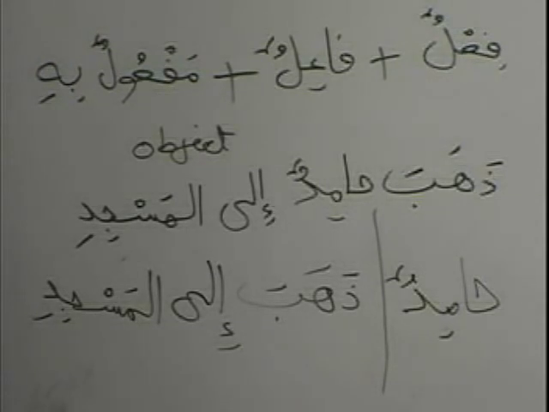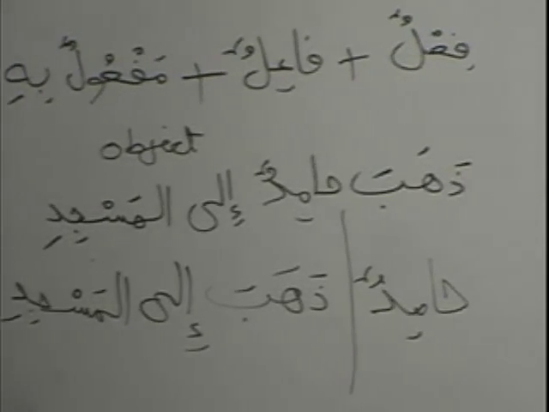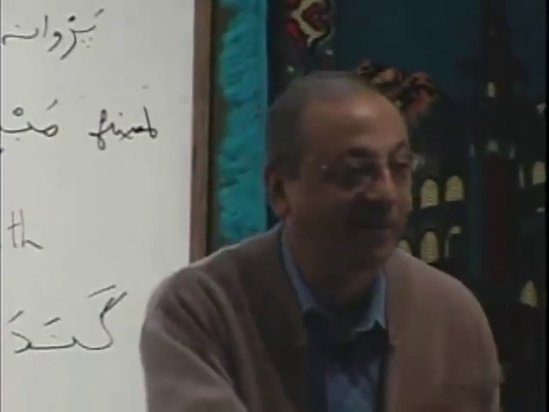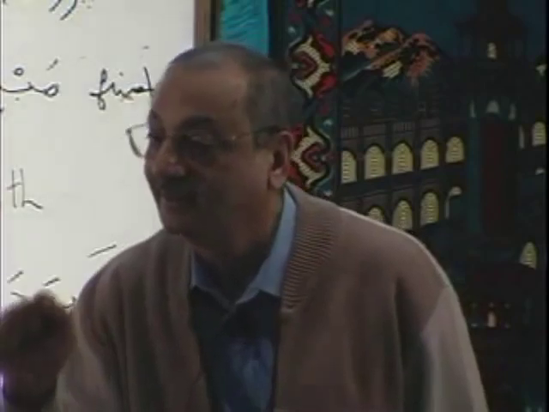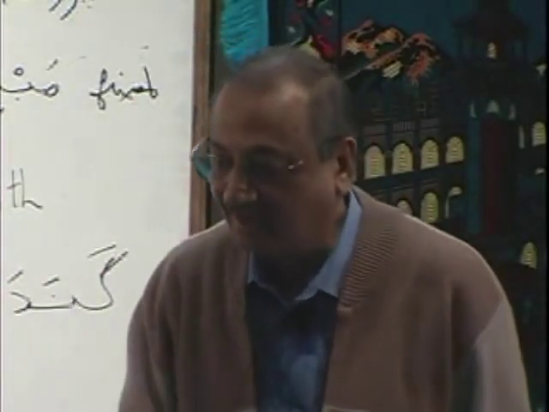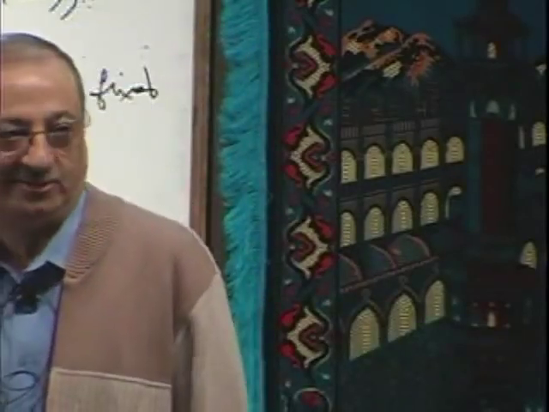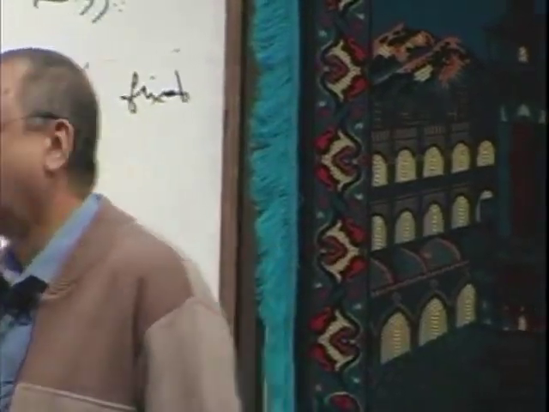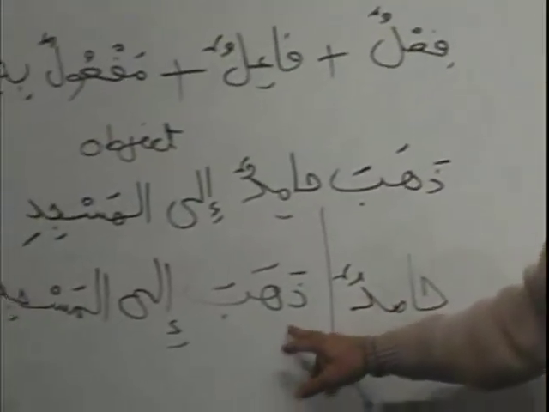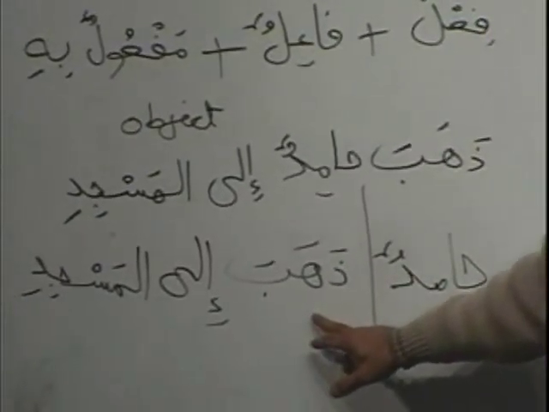So, brother, if the noun starts the sentence, then it is mubtada. And immediately if there is a verbal sentence, then that whole verbal sentence will become your khabar. But before I say that jumla failure is khabar, I will do my analysis like this. Hamidun mubtada. Zahaba fi'l. Where is the fa'il? Mustatir. Ilal masjidi jar majrur.